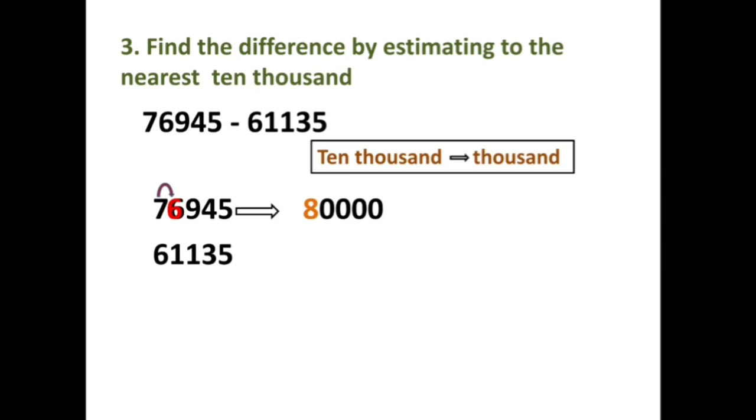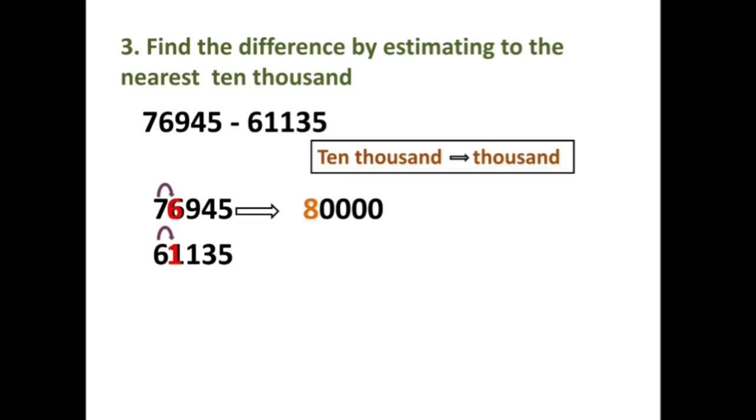61,135. This is the given number. Now, which number is in thousands place? 5 is in ones place, 3 is in tens place, 1 is in hundreds place, 1 is in thousands place. So we have to check the thousands digit, 1. Now we have to do the comparison between 1 and 5. 1 is less than 5.